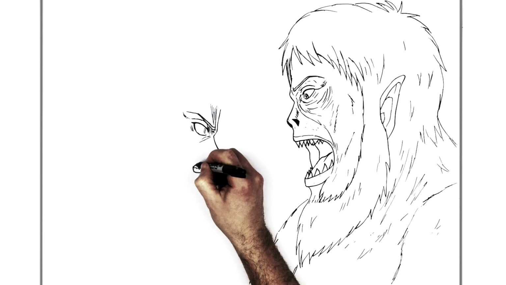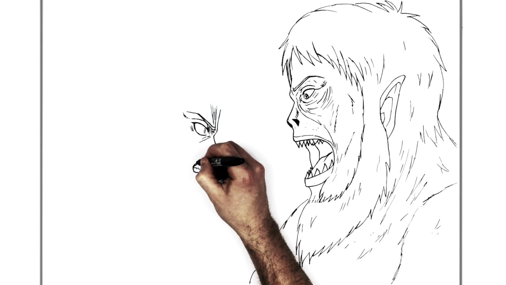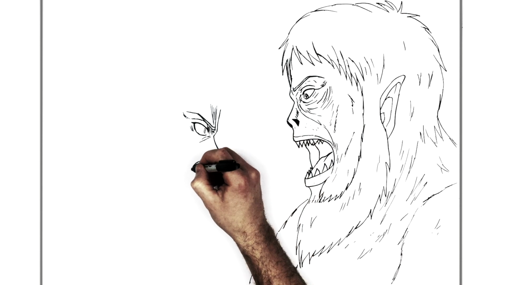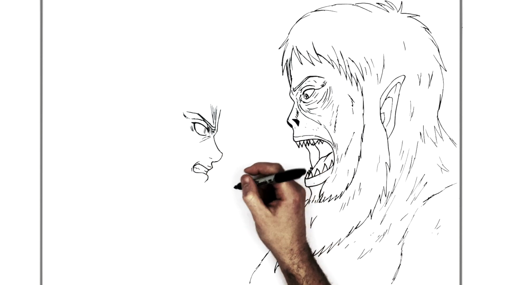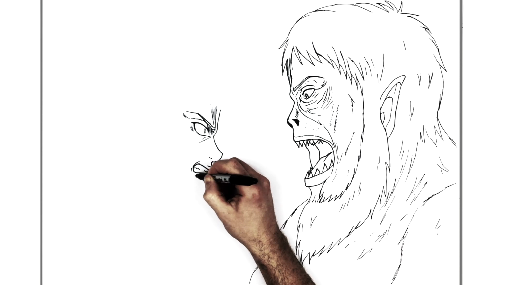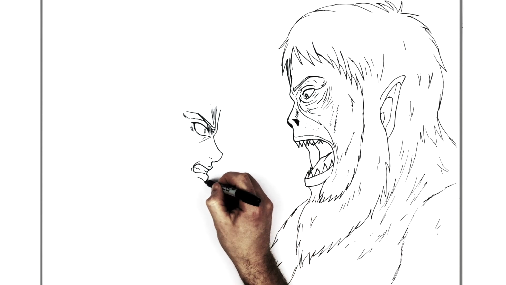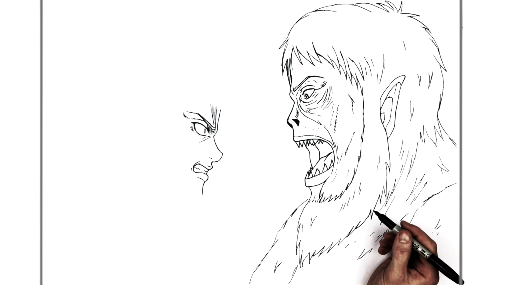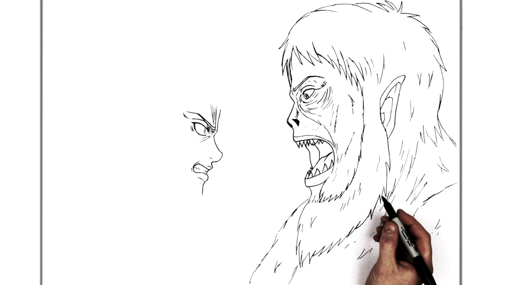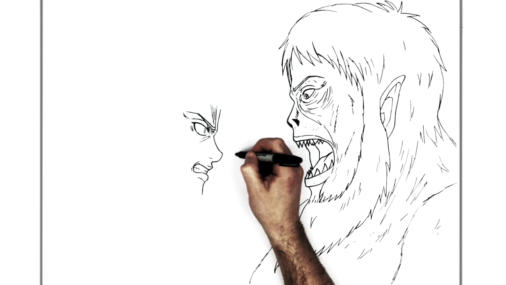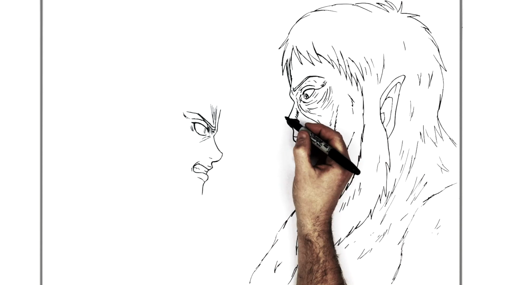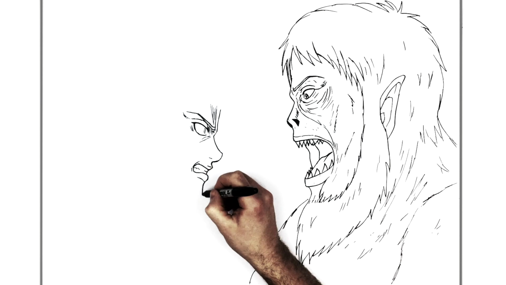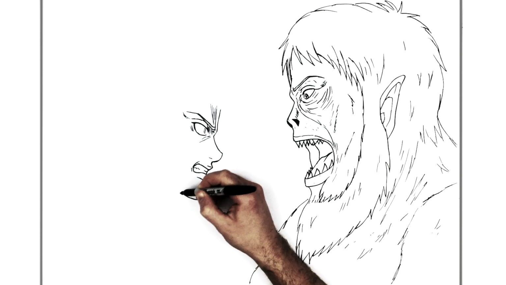This kind of thing. And sort of a wrinkle at the side of his mouth and there as well. And maybe a top lip line and bottom lip area. Then his chin comes down there. And we'll curve it around like so.